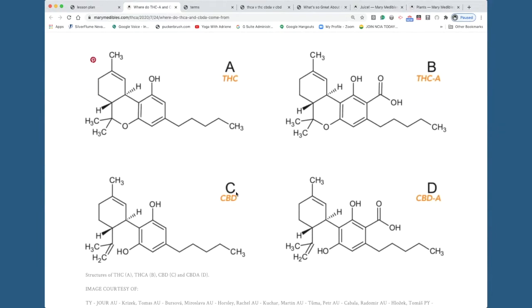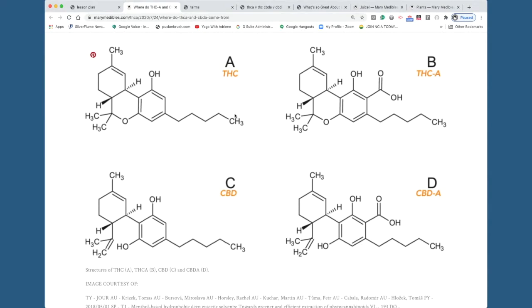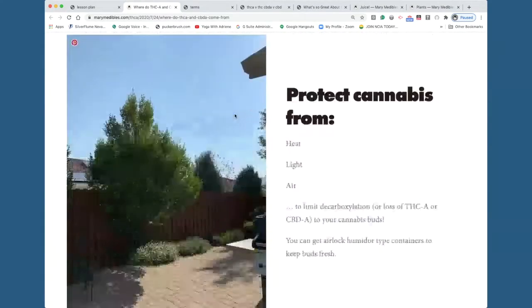We're going to scan down here and take a look at the chemical compounds. So we have THC in A, THCA in B, CBD at C, and CBDA at D. Now you might notice the two compounds on the right, B and D, which are THCA and CBDA, are larger than the compounds on the left. Why is that? How would a compound become smaller? This happens through decarboxylation.